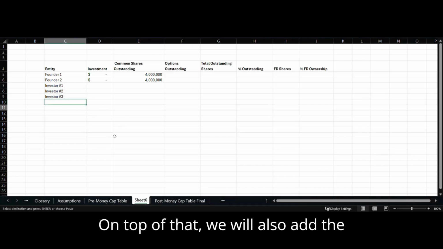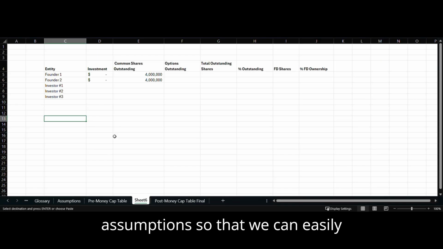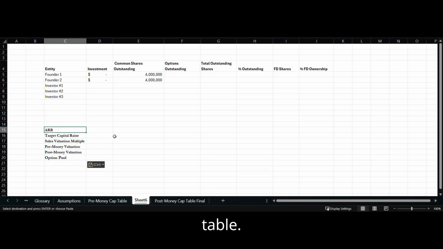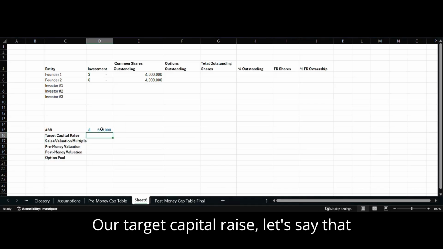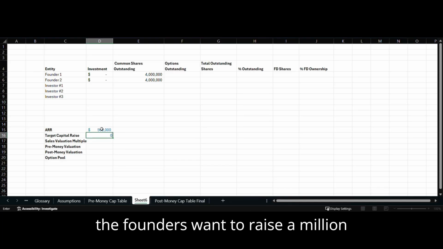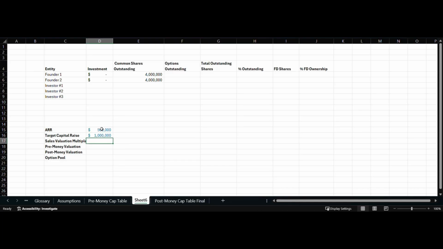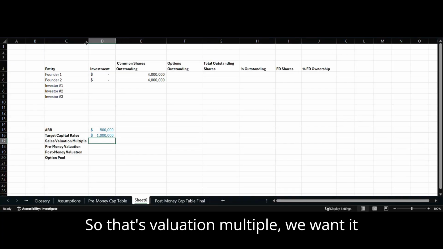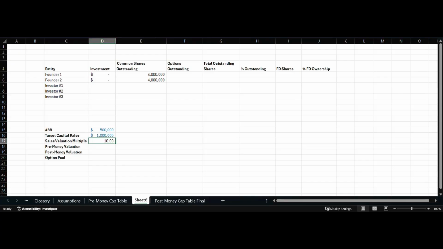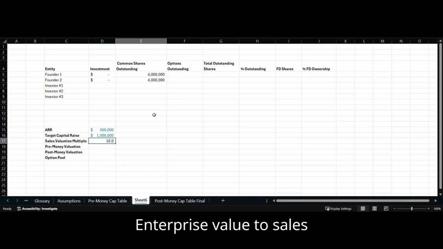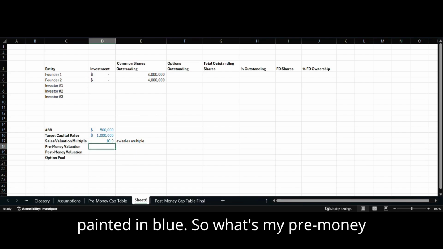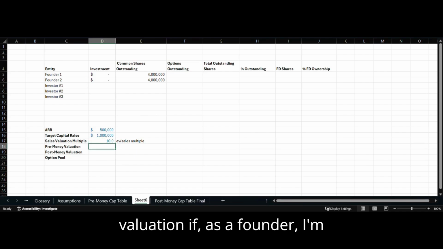On top of that, we will also add the assumptions so that we can easily reference them as we are creating our cap table. Our target capital raise, let's say that the founders want to raise $1 million. SaaS valuation multiple, we indicated we wanted 10 times. Enterprise value to sales multiple, painted in blue.